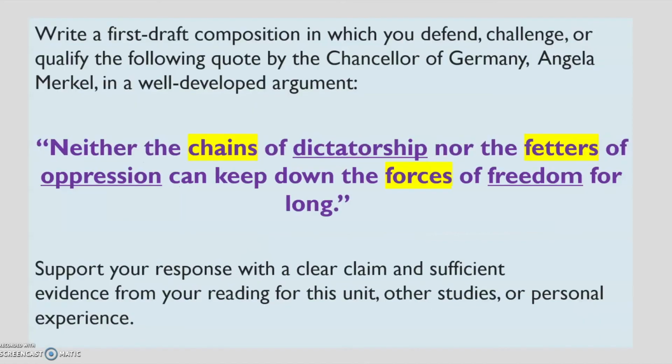So how do we go about breaking this prompt down? Well, first we need to think about what we are being asked to defend, challenge, or qualify. In this case, we are presented with a quotation by the Chancellor of Germany, Angela Merkel. Neither the chains of dictatorship nor the fetters of oppression can keep down the forces of freedom for long.